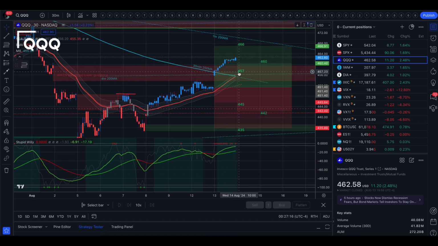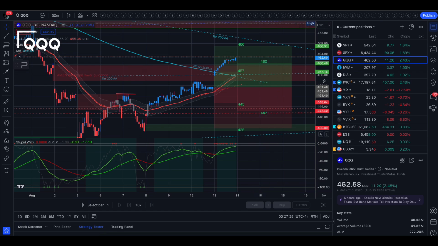And the top of the implied move on the day was 457, so right here, which is basically where we gapped up to, and then we took it even above the next day's implied move, which was 460. So really big move in QQQ.